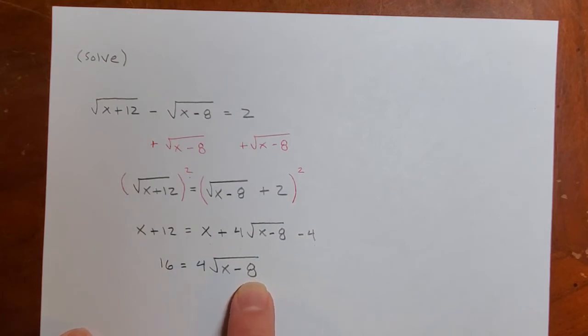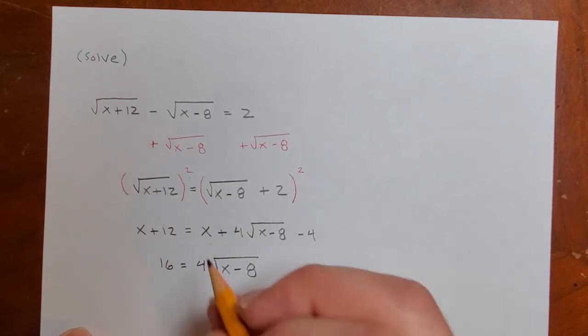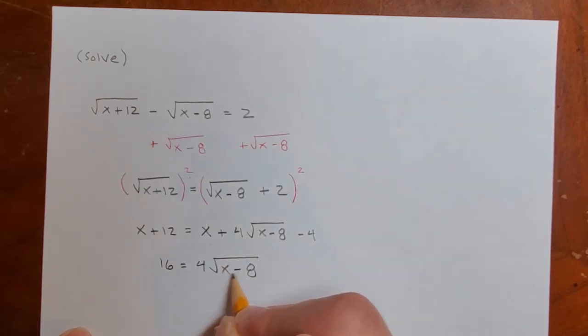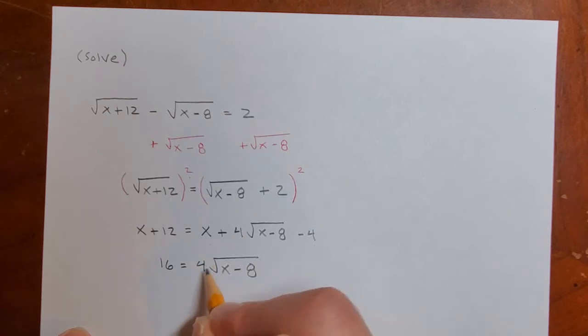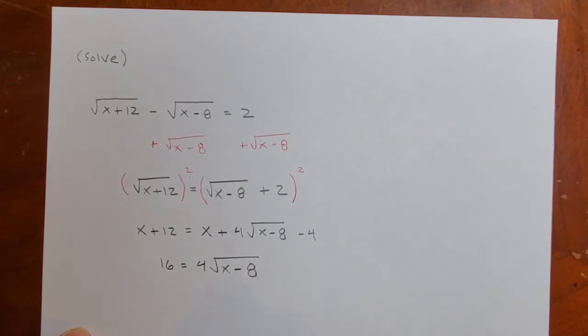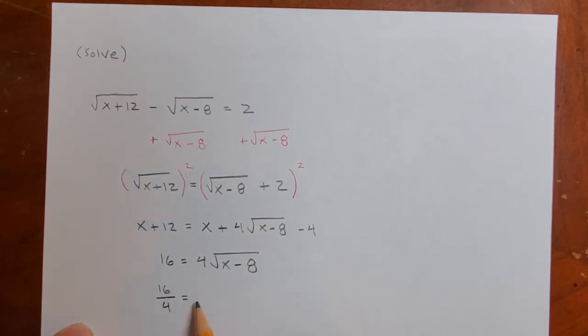Why do I say almost? Because the 4, well, what can you do with the 4? How's the 4 stuck to this other thing? Does that say 4 plus? Does it say 4 minus? What's the 4 doing? It's multiplying. So what if you divide both sides by 4? You cancel it over here and introduce it like that over there. And then we're getting a little bit closer. 16 divided by 4 is 4.